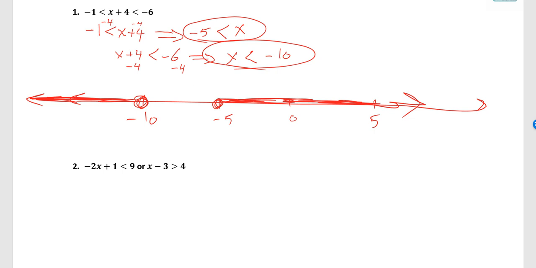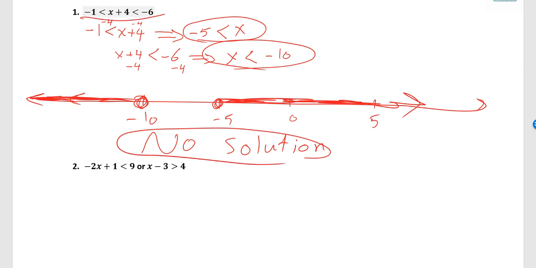So my solution is actually that there is no solution. Okay, there are no values that satisfy this inequality. No values on the number line of real numbers satisfy this inequality because there's no intersection for both portions of the solution.